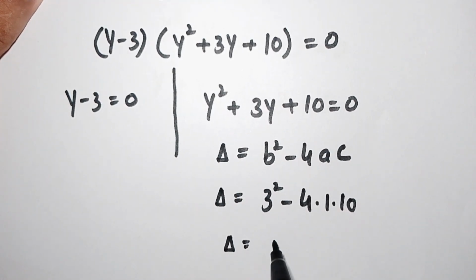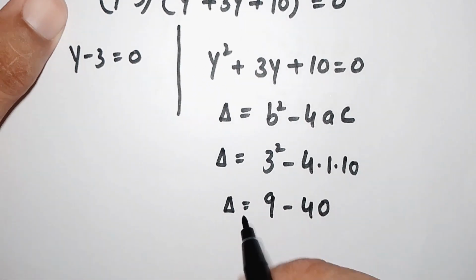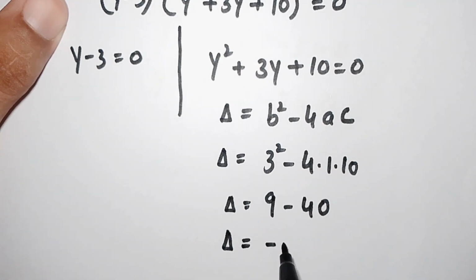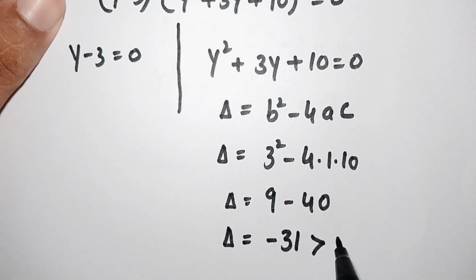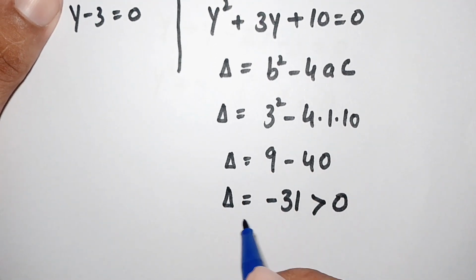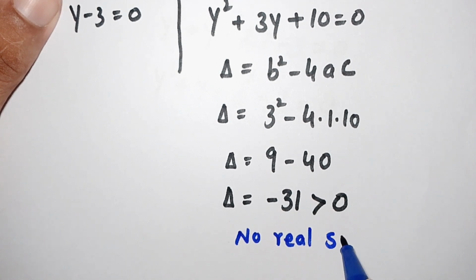Discriminant is equal to 3 squared minus 4 times 10, which is 9 minus 40. So the discriminant is equal to minus 31, and we know that minus 31 is less than 0. So this shows that it does not give a real solution, so no real solution. So this is rejected.